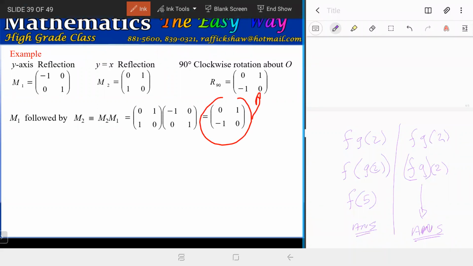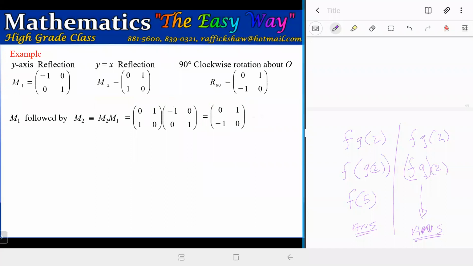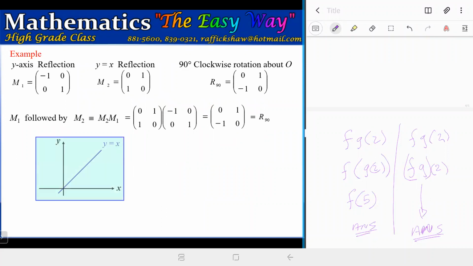So you see, if I multiply this one in front of this one, it's not equal to this one over here. And we said it: a reflection over the y-axis followed by a reflection over the line y equals x is equivalent to a 90-degree clockwise rotation. I'll put it on a diagram to show you as well. Let's put on the diagram now.